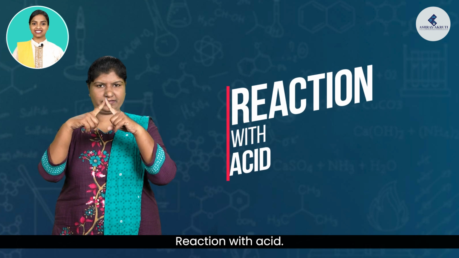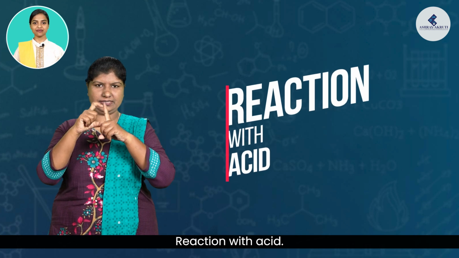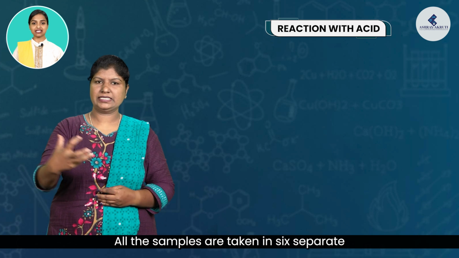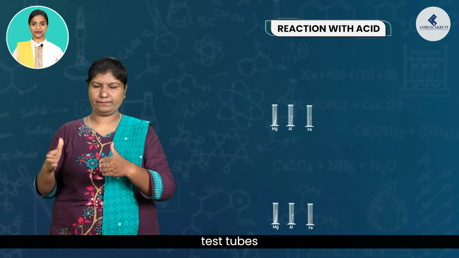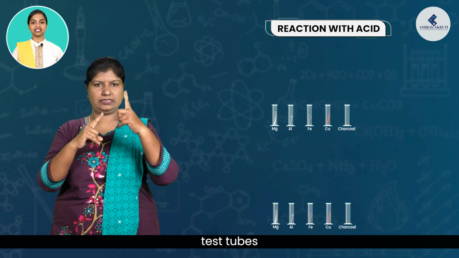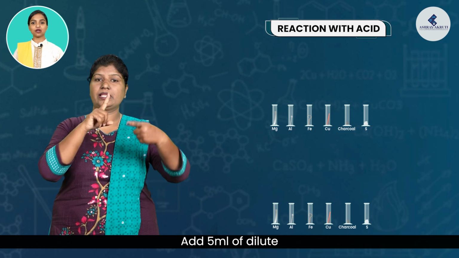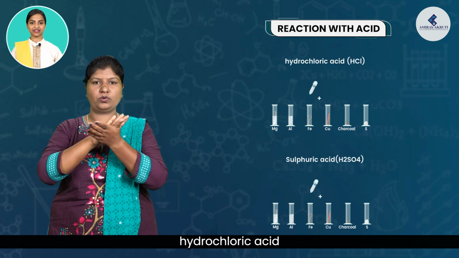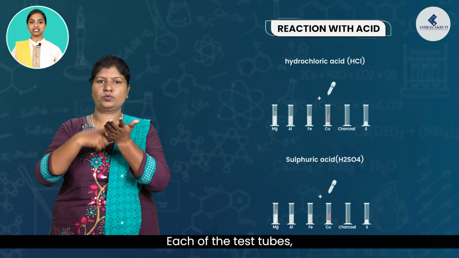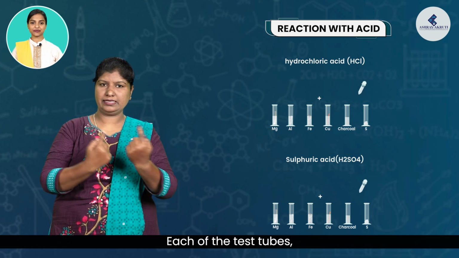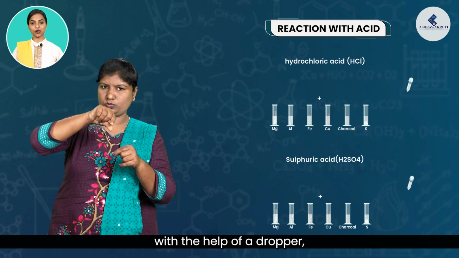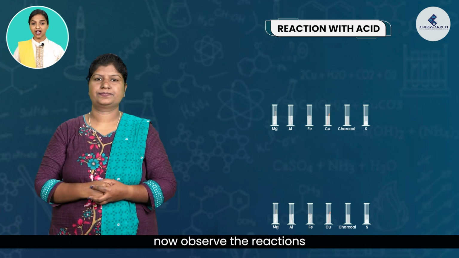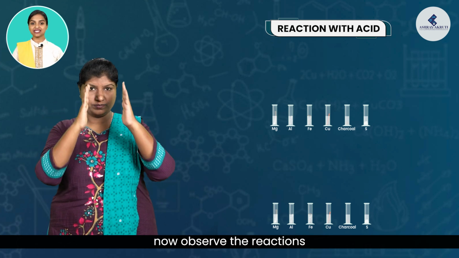Reaction with acid. All the samples are taken in 6 separate test tubes. Add 5 ml of dilute hydrochloric acid to each of the test tubes with the help of a dropper. Now observe the reactions.